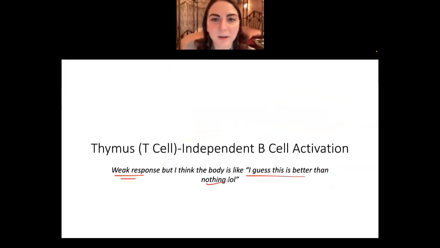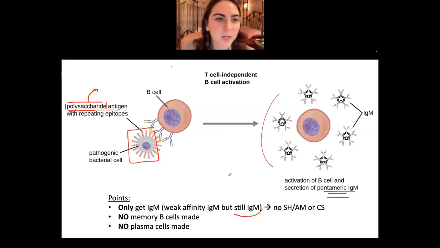So it's like, all right, it's better than nothing. At least I'll get some complement activation, not a big deal. But this is why, and I'm going to come back to this when we talk about vaccines, you usually couple these types of antigens to peptides so the T cell can see it. So you get the T-dependent B cell activation.